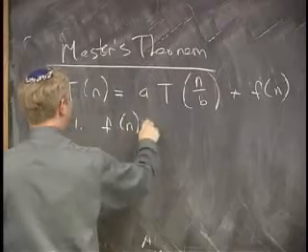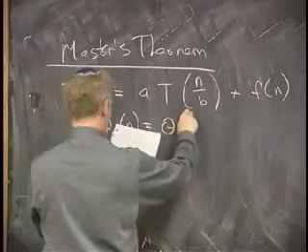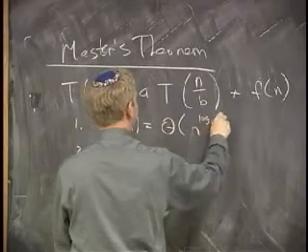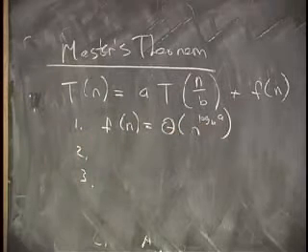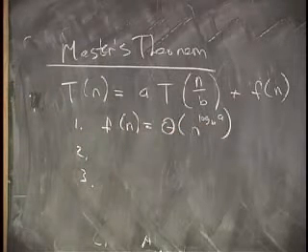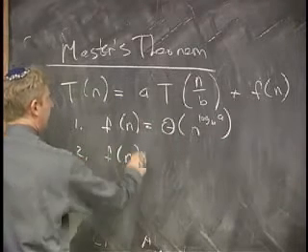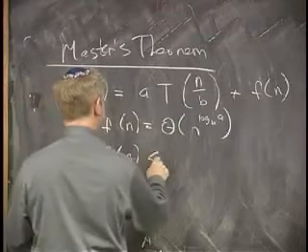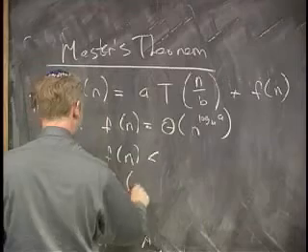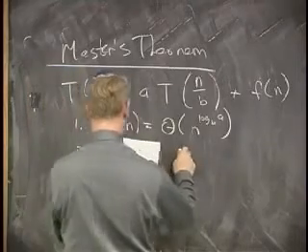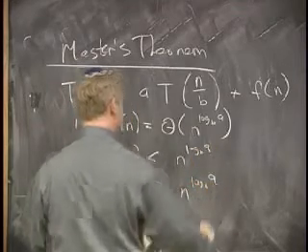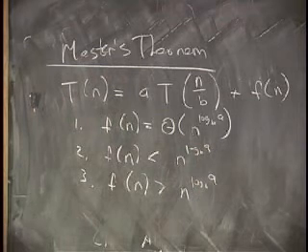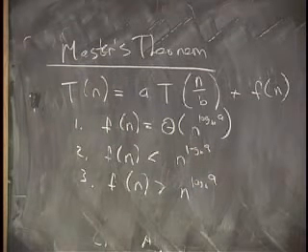Case 1. f(n) equals big theta n^(log_b a). If f(n) and n^(log_b a) are the same, that's one case. The other 2 cases are when one's bigger and when one's smaller. We'll do an example in a second. Let me just write down the other cases. By bigger and smaller here, I mean asymptotically bigger and smaller. Three cases. Either they're the same asymptotically, or one's smaller or one's bigger.